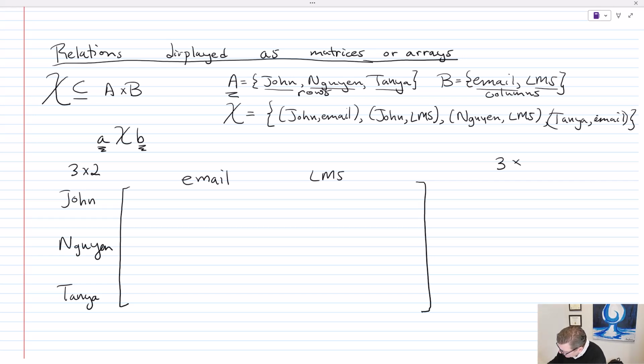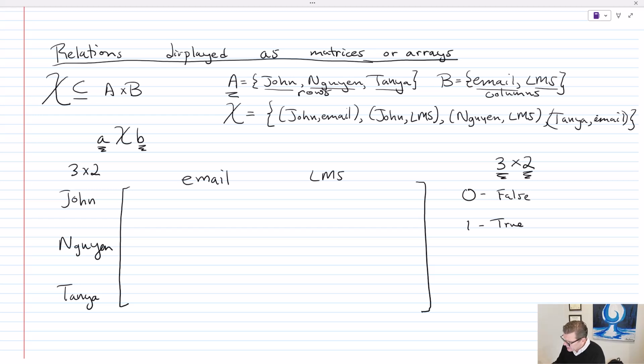Whenever I express the dimensions of a matrix, and we'll talk about this more in a later video, I want my rows to be the first value, and my number of columns to be the second value. Now what I'm going to do is use 0 to represent false, and 1 to represent true.